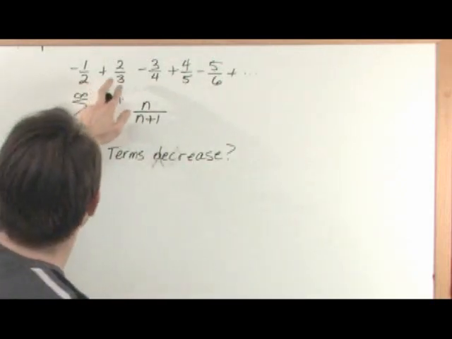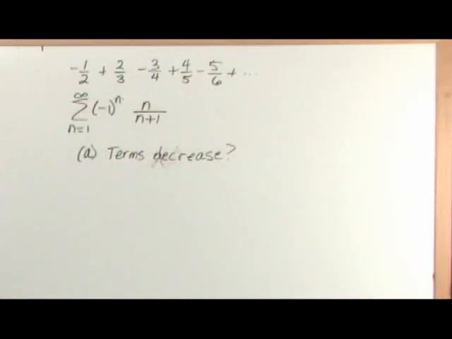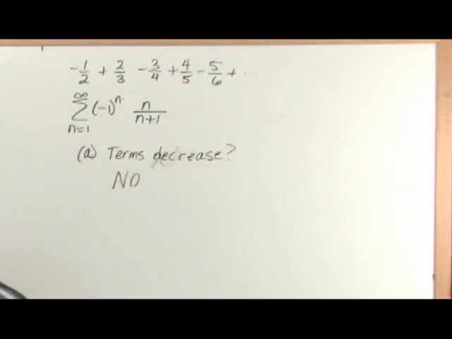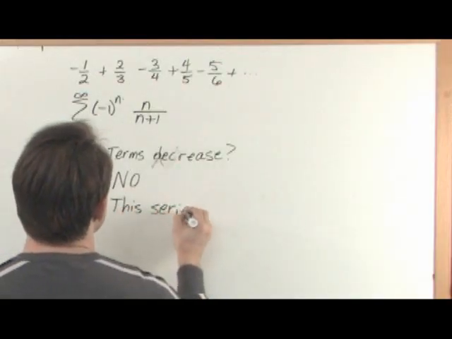Well, I've got 1/2, 2/3, 3/4, 4/5, 5/6. It sure does look like they're increasing to me. So the answer is no. The terms do not decrease. And because of that, it's sufficient to say right then and there, this series diverges.